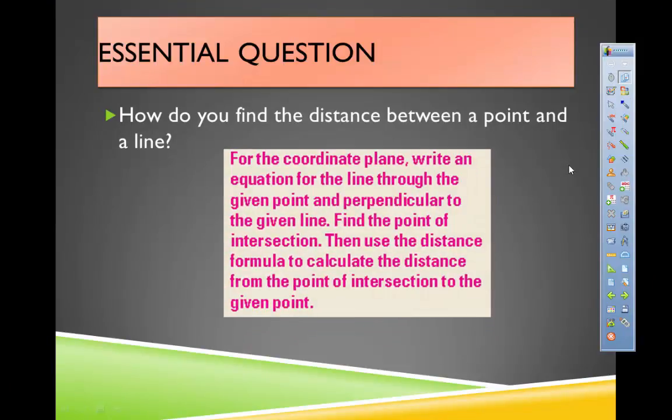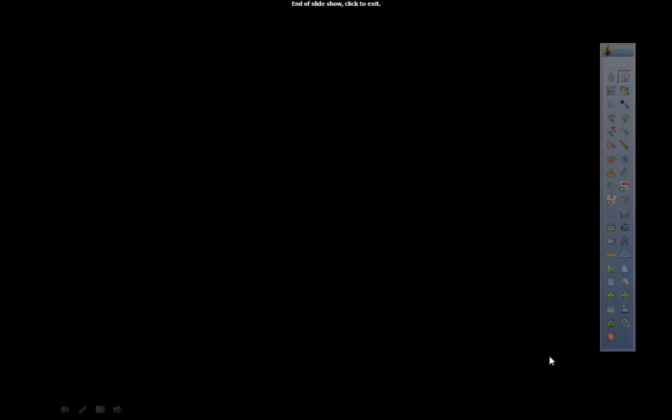So how do you find the distance between a point and a line? For the coordinate plane, write an equation for the line through a given point and perpendicular to the given line. Find the point of intersection. Use the distance formula to calculate the distance from the point to the line. Well, that could be pretty tough work sometimes. So anyhow, that's the end.